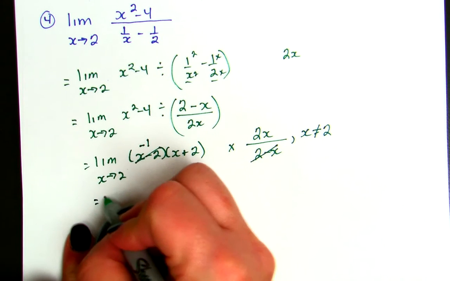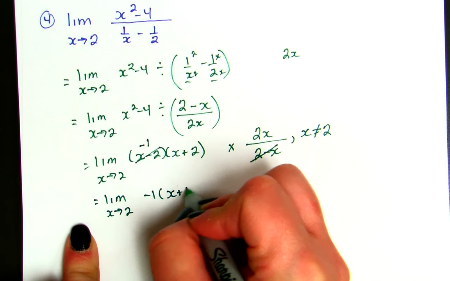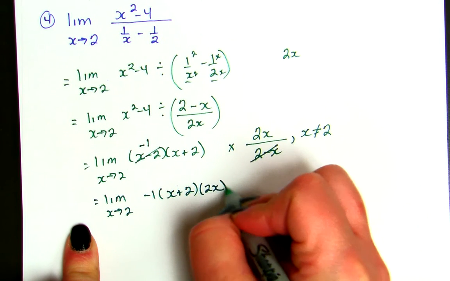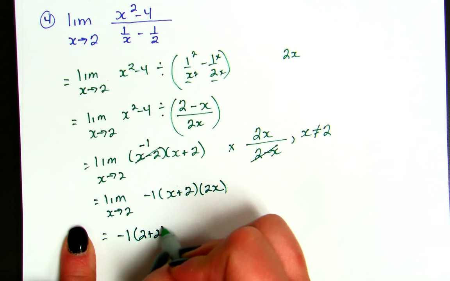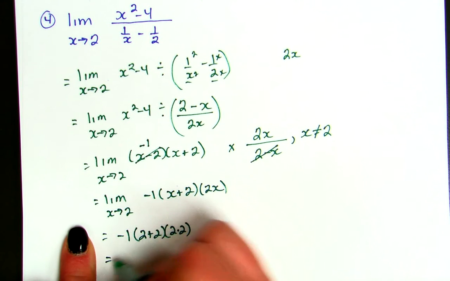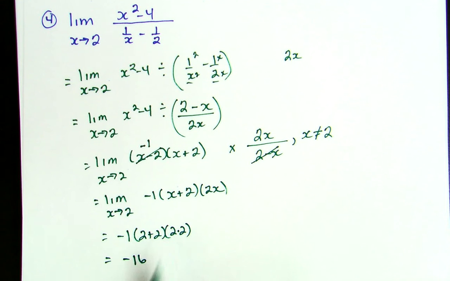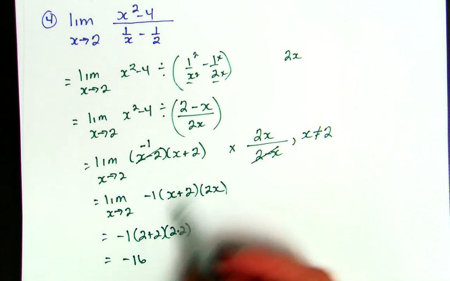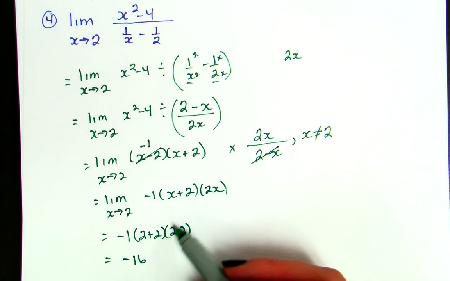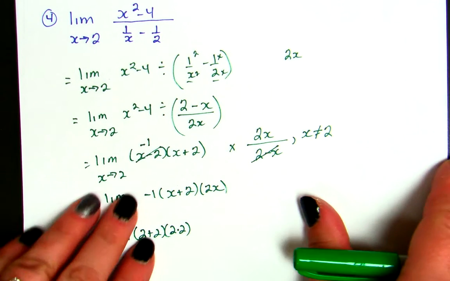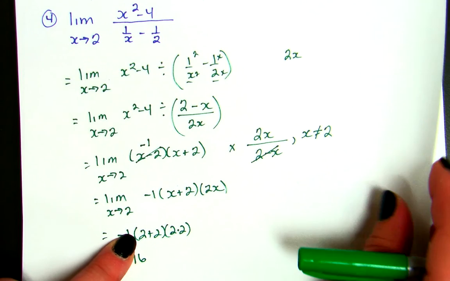But now I'm left with the limit as x approaches 2 of negative 1 times x plus 2 times 2x. I can sub in now. So that's going to be negative 1 times 2 plus 2 times 2 times 2. You don't have to show a lot of work, but it's going to be negative 16 because I get 4 in the first bracket and 4 in the second bracket. I'm showing all the substitution steps so you can see what I've done, but you can kind of condense this down and get to your answer quickly. You can only drop the limit, though, when you sub in.